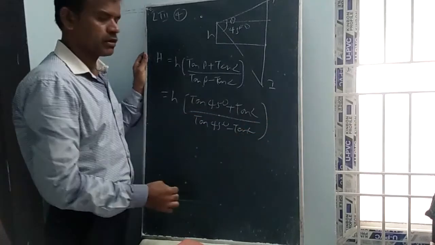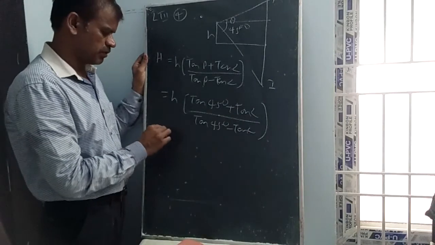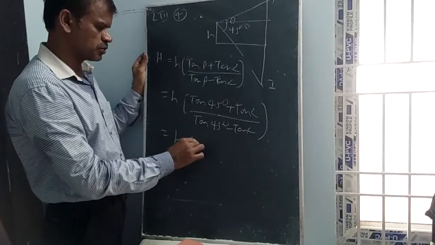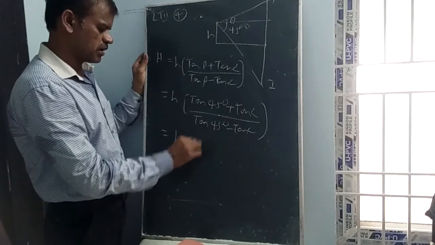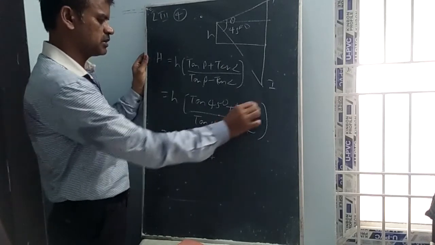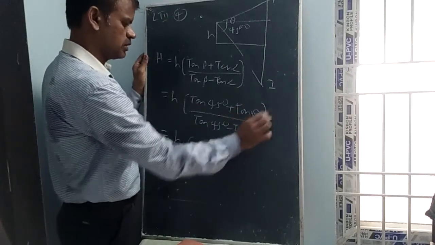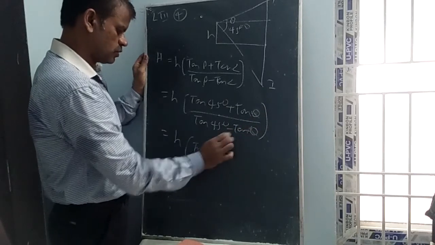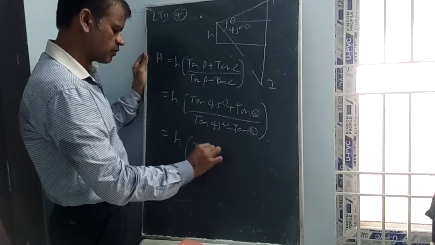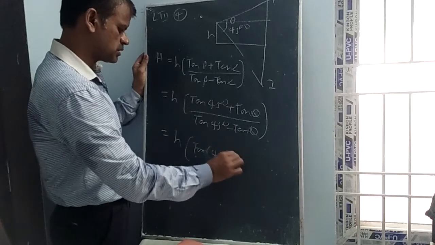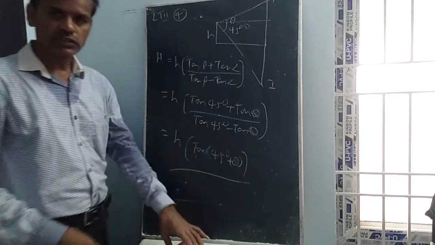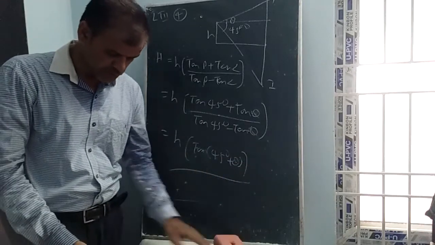We know the formula tan A plus tan B by 1 minus tan A tan B. So you can write this one as tan of 45 plus theta, here it is theta, not alpha. So h into tan of 45 plus theta.